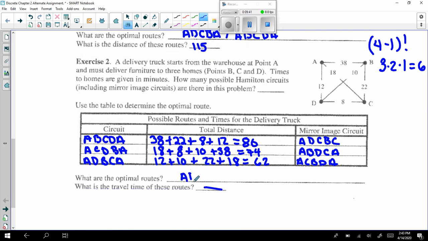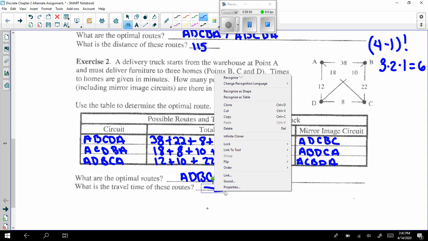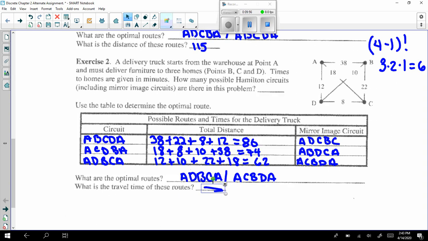A, D, B, C, A, or A, C, B, D, A. Okay, back to the distance for that one, which is 62.